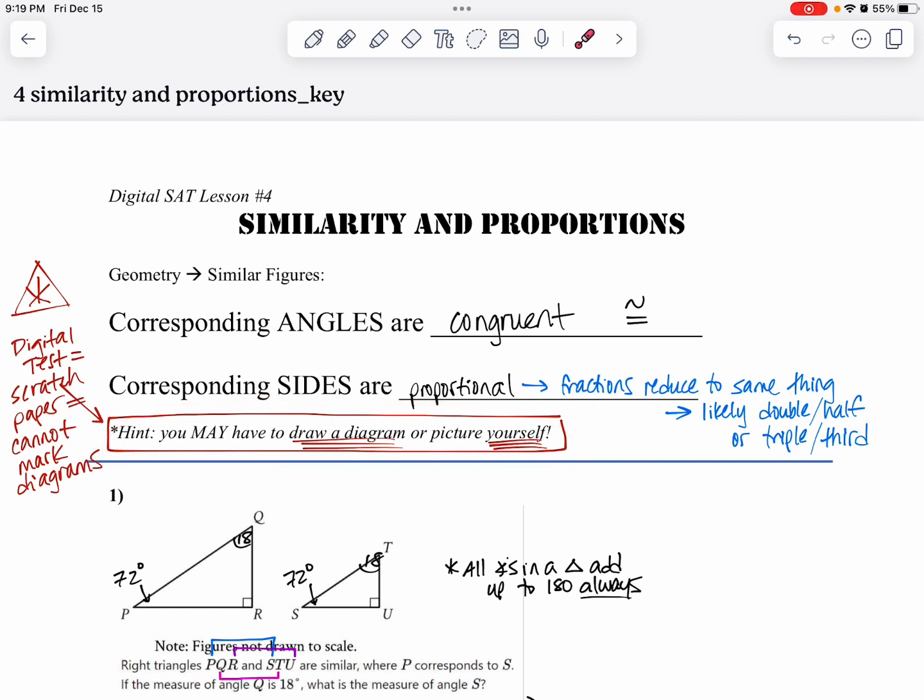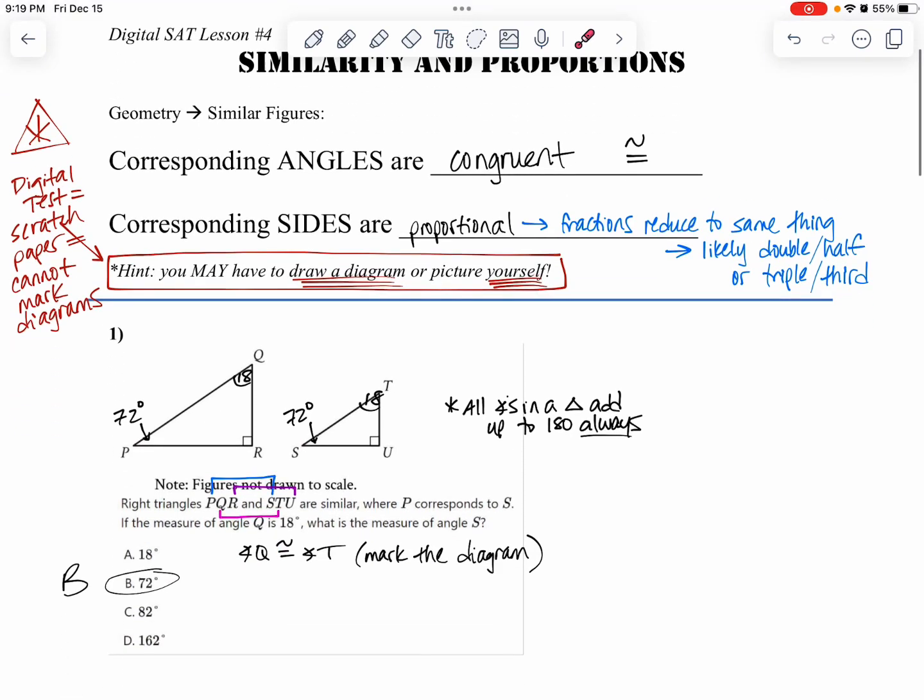But the thing about high school students is they have become so lazy and they think they can do it in their head, and therefore they get dinged on the SAT. They miss very simple questions because they refuse to put pencil to paper. So don't be one of those, okay?